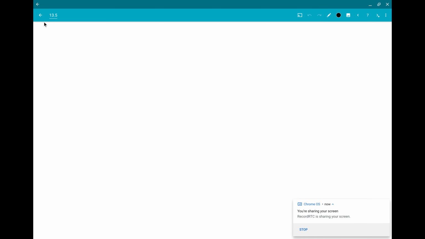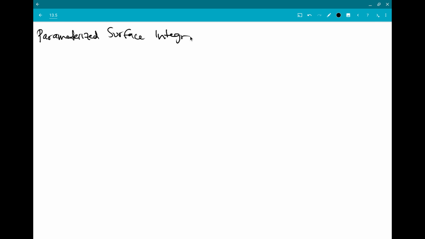And the last type of surface integral we're going to take is a surface integral using parameterized surfaces. And these are going to look kind of messy, but they're a little bit easier because you tend to be given more of the information to start.